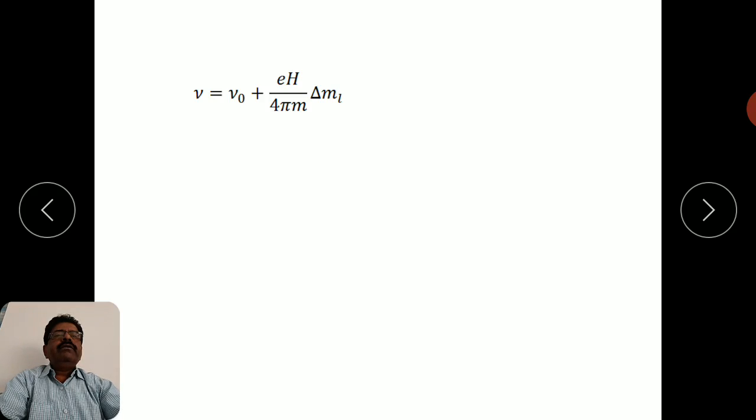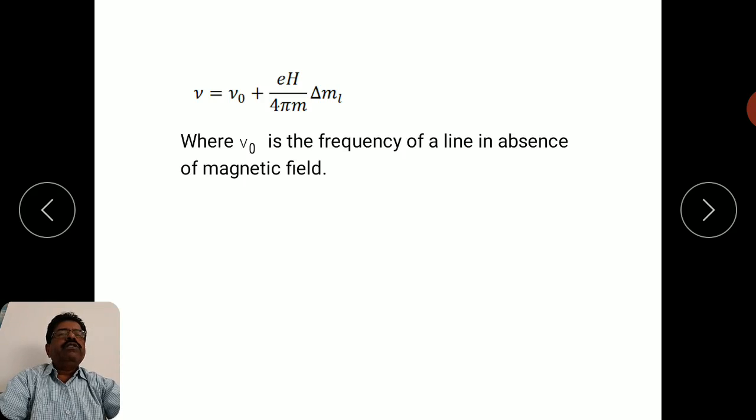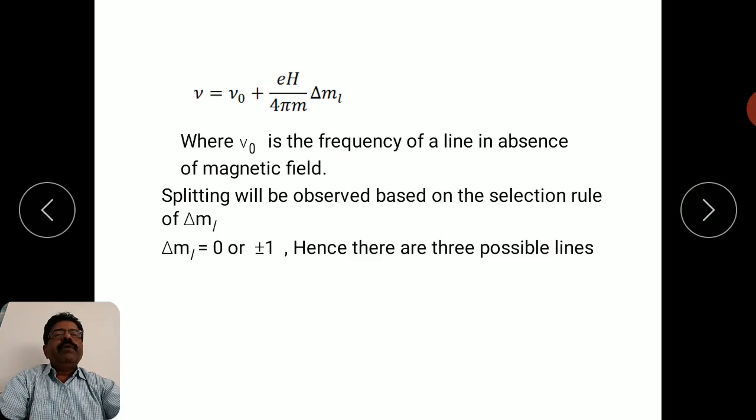Now again you can divide throughout by h, Planck's constant, so h will get cancelled, and nu is equal to nu 0 plus eh upon 4 pi m into delta ml. Now again we have this nu 0, the frequency of the line in absence of the magnetic field, and splitting will be observed based on the selection rule for delta ml. So you know the selection rule, delta ml is equal to 0 or plus or minus 1, and hence there are three possible lines because there are three different values of delta ml.